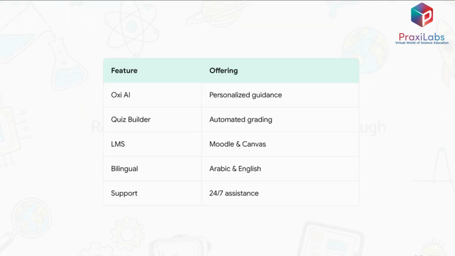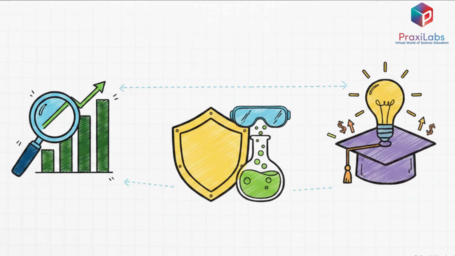What makes this platform really stand out for institutional adoption is just how comprehensive it is. Take the Oxi AI Lab Assistant. It offers real-time, personalized guidance. It's basically like having a private tutor looking right over your shoulder whenever you get stuck. For teachers, there are custom quiz builders tied directly to the experiments and seamless LMS integration with platforms like Moodle or Canvas that gets up and running in under 24 hours. Throw in bilingual support in English and Arabic and 24/7 assistance, and it is a massive empowerment tool for the modern classroom.